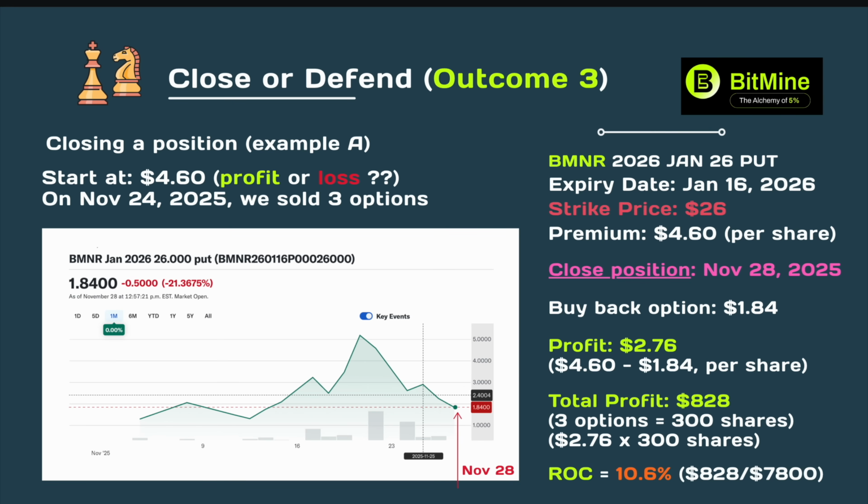Let's look at our return on capital by selling a cash secured put. In this case over here, remember that putting up the whole money is putting up $7,800 to enter the position. This is our profit of $828 in 4 days. That's a return on capital of 10.6% if we were to close out this winning position now.